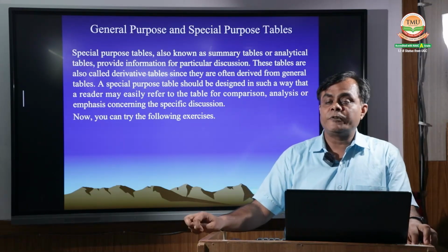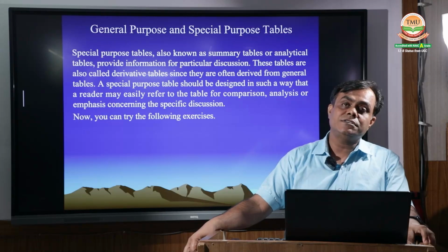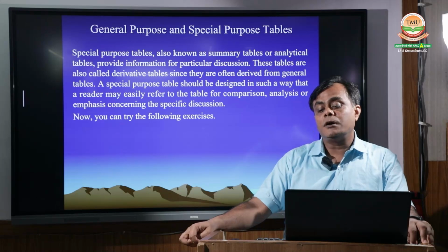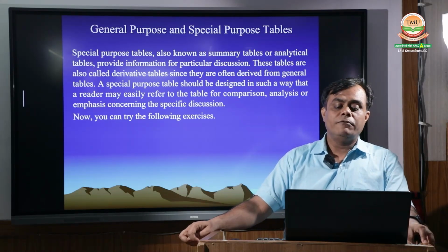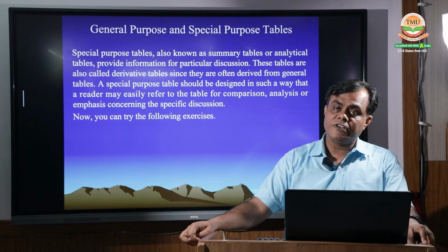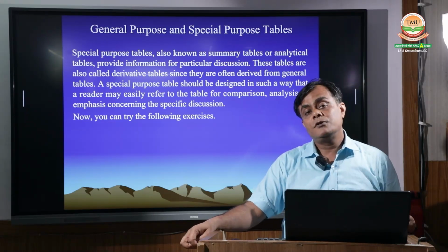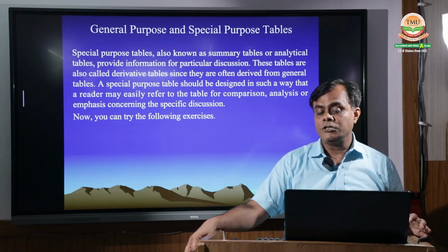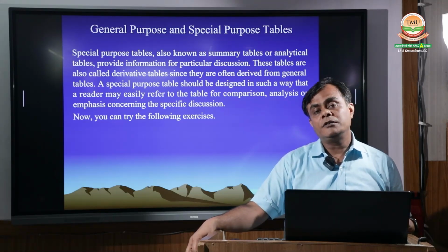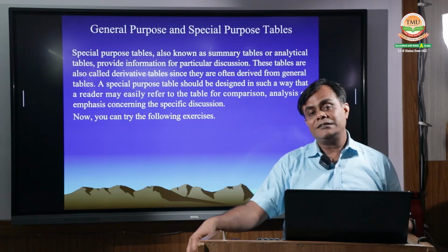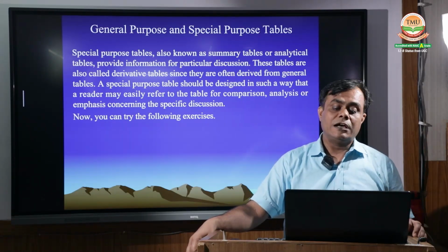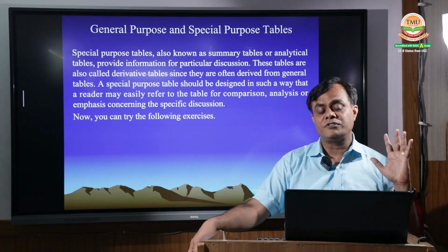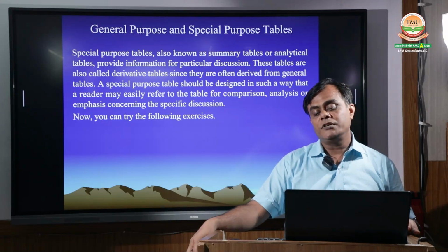A specific purpose table should be designed in such a way that a reader may easily refer to the table for comparison, analysis or emphasis concerning the specific discussion. So for whatever specific discussion, we use the specific purpose table, and it is easy to put the table in front of the reader to understand the specific discussion or purpose, and with that specific table it is easy for the researcher to understand specific things. Now you can try the following exercise.